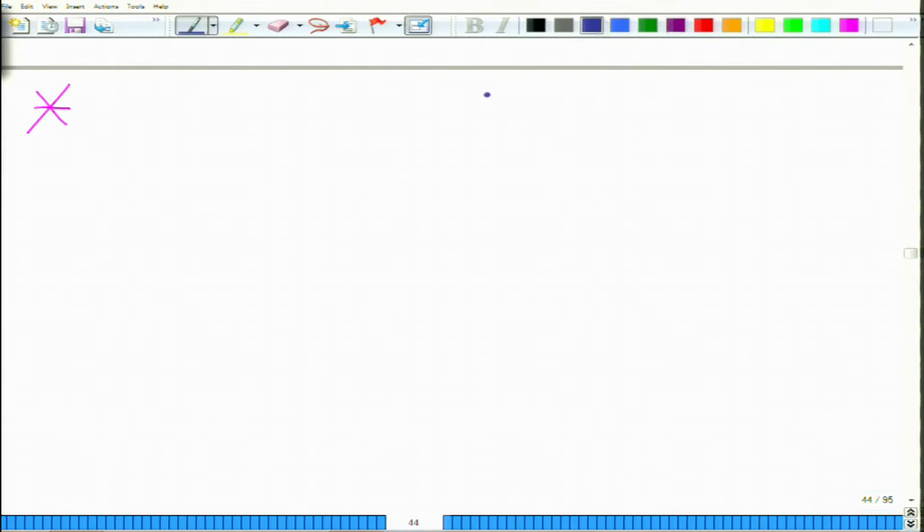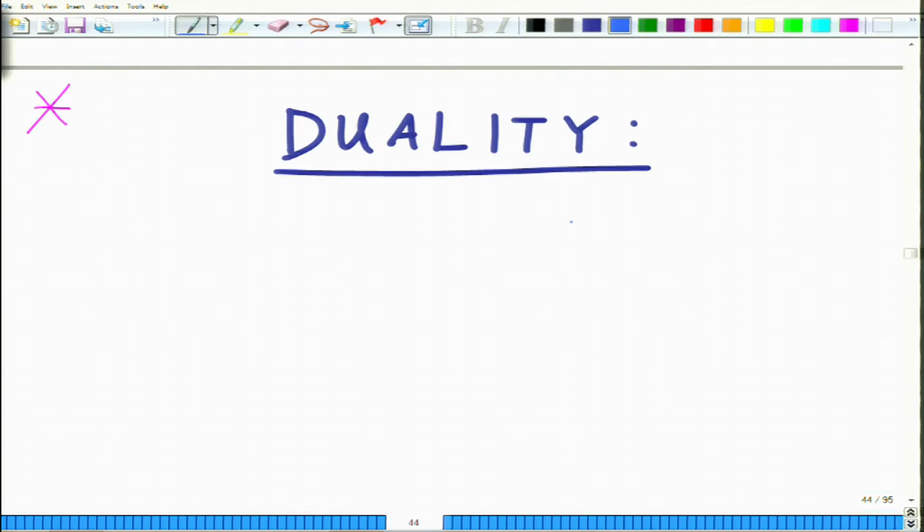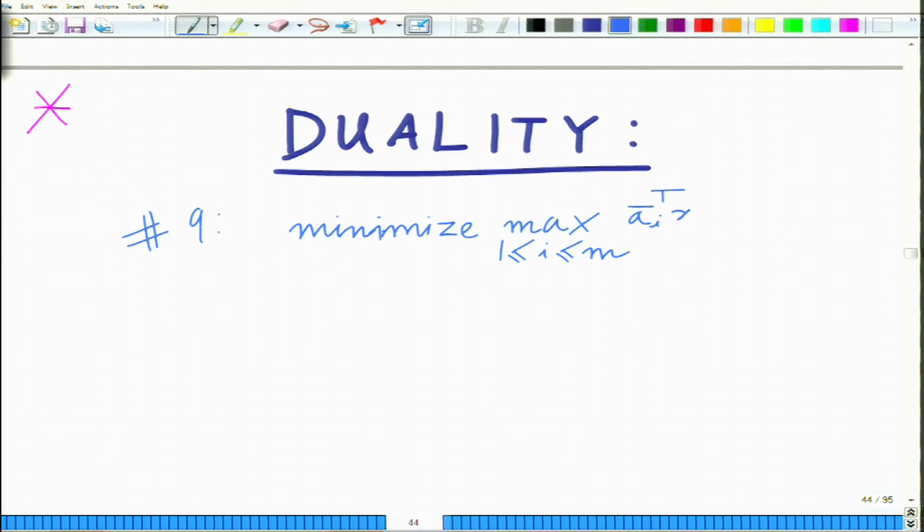Alright, so what we want to look at is duality and some problems to understand this. Let us look at this problem. This is example problem number 9. We want to find the dual of the problem: minimize the maximum over 1 ≤ i ≤ m of a_i bar transpose x bar plus b_i.